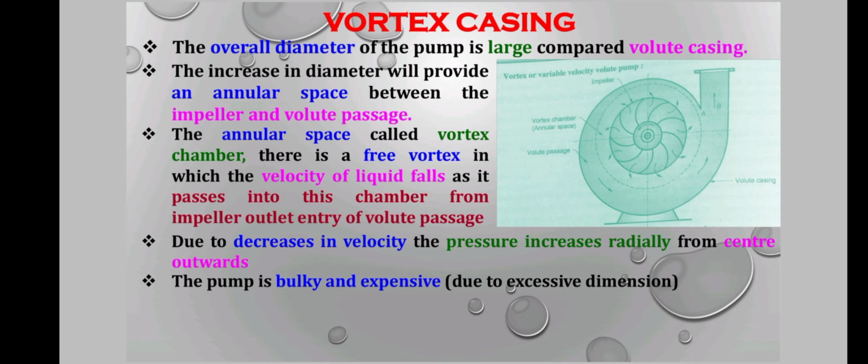The next thing is about vortex casing. The overall diameter of the pump is large compared to volute casing. The increase in diameter provides an annular space between the impeller and the volute passage. This annular space is called the vortex chamber, where there is a free vortex in which the velocity of the liquid falls as it passes into the chamber from the impeller outlet to the entry of the volute passage. Due to the decrease in velocity, the pressure increases radially from the center outwards.